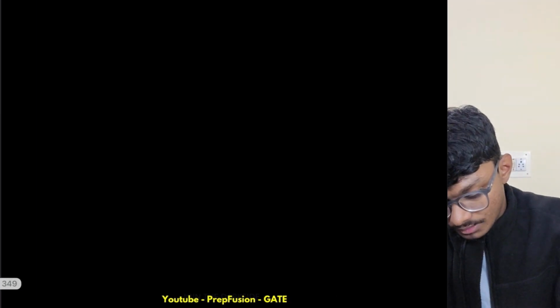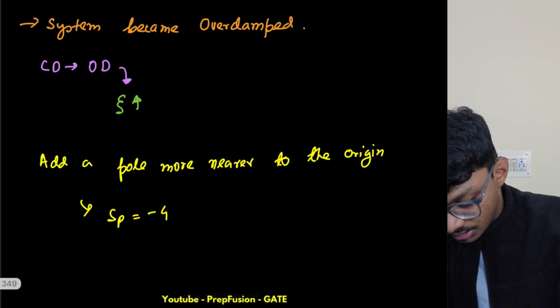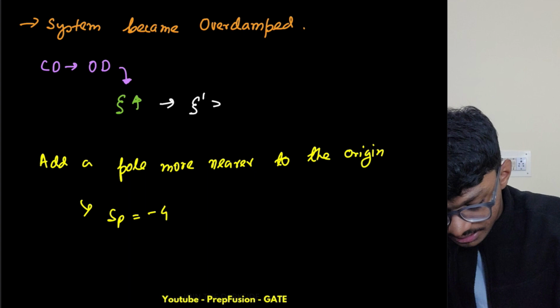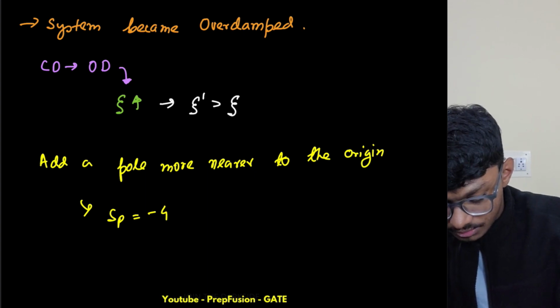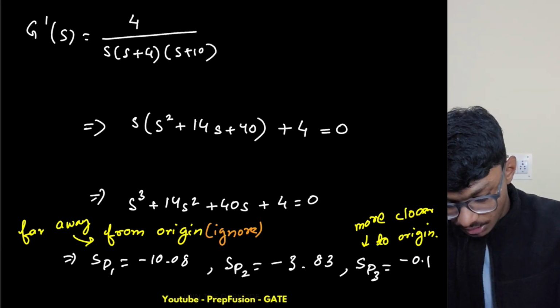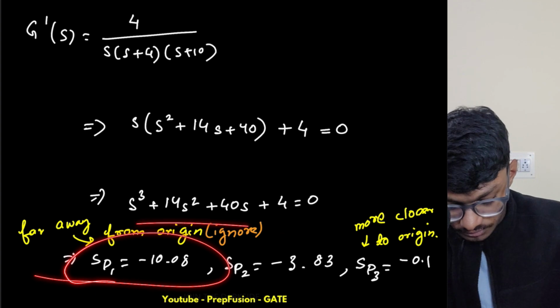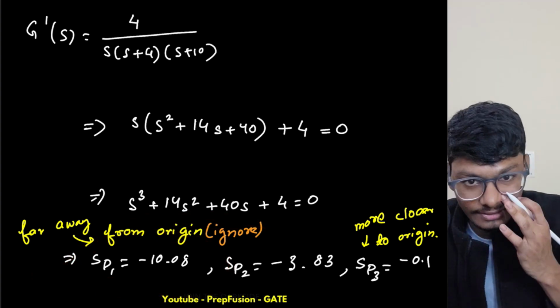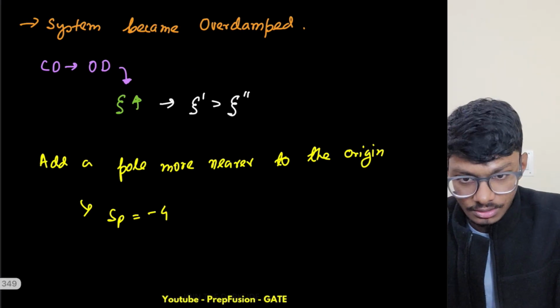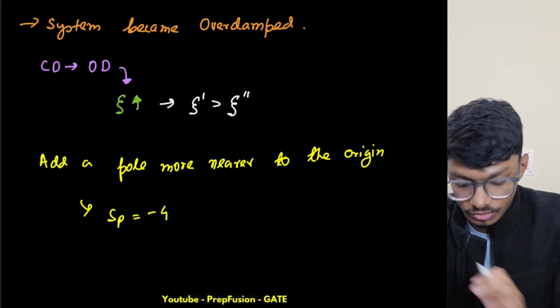So now what does my G double dash become? Let's name this as G double dash, so I can compare that zeta dash is greater than zeta double dash as zeta increases. I'm not talking about the omega n, because we have to simply divide this equation by this, then from there we can find the exact values of omega n and zeta also, but I'm not writing the exact values right now.